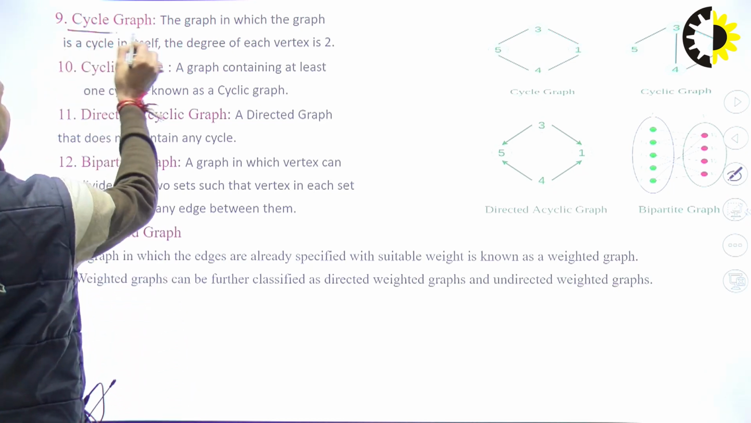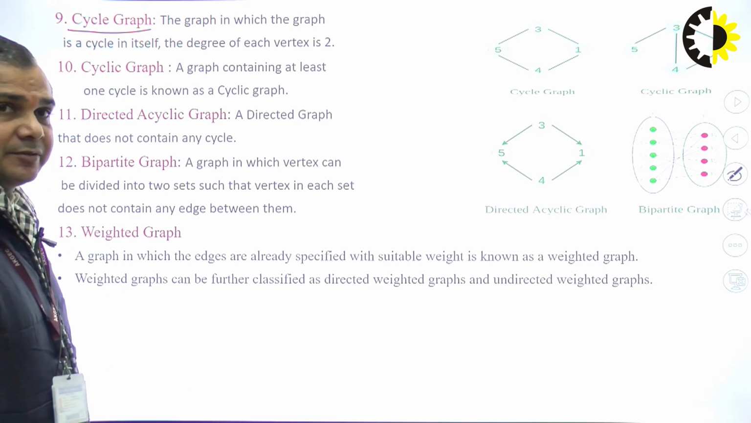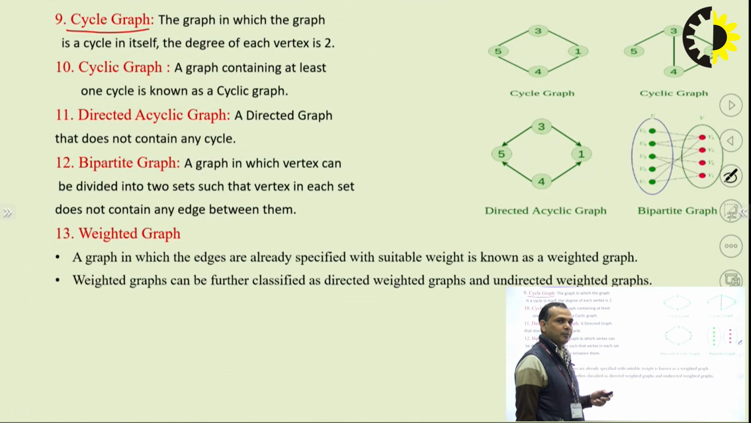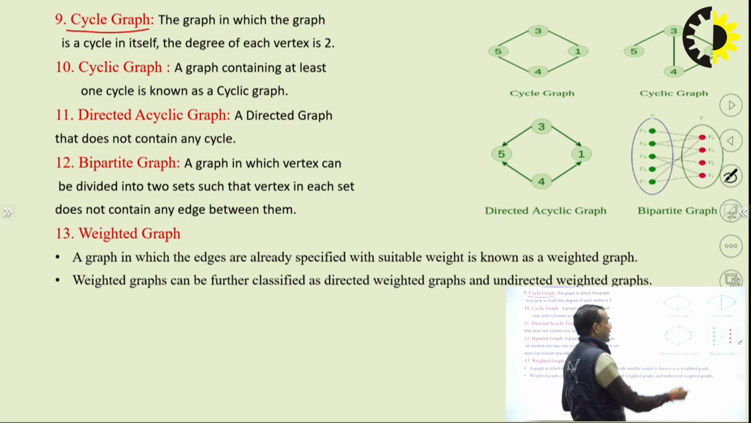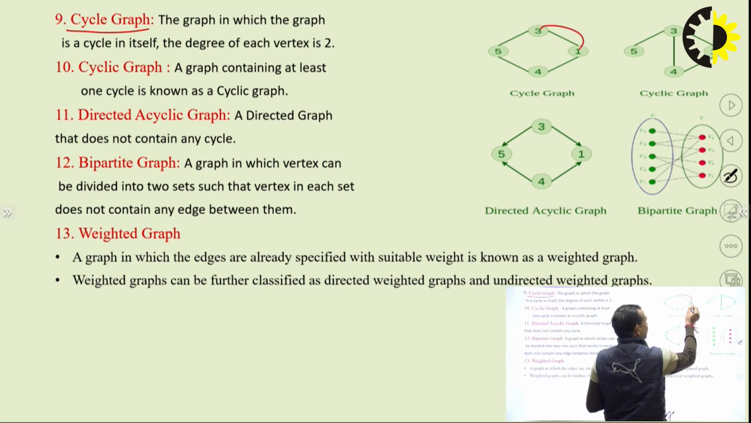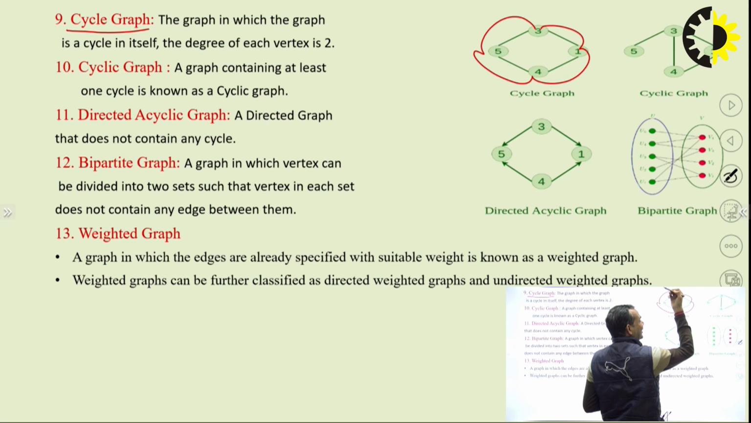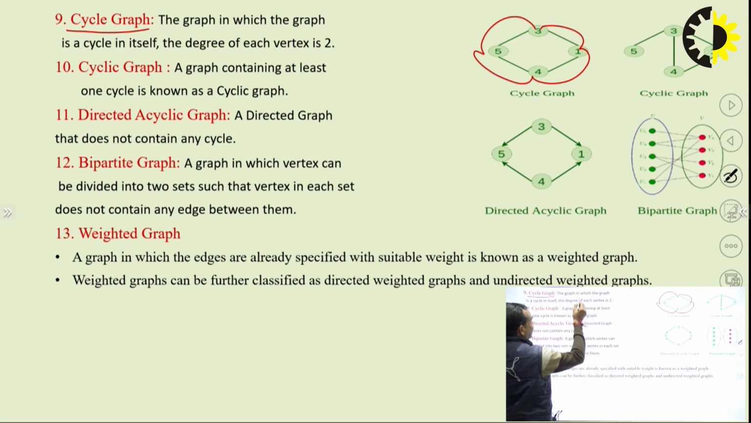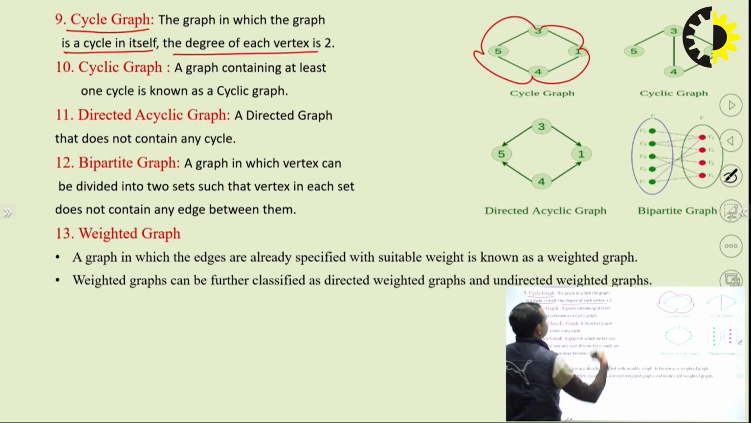Next one is the cycle graph. As the name says, it is a cycle. We start from one point and we reach the same point. That is known as the cycle graph. Here we start from 3 to 1, 1 to 4, 4 to 5, 5 to 1. So the starting point is 3 and the ending point is 3. If the starting and ending points are both the same, that type of graph is known as the cycle graph.